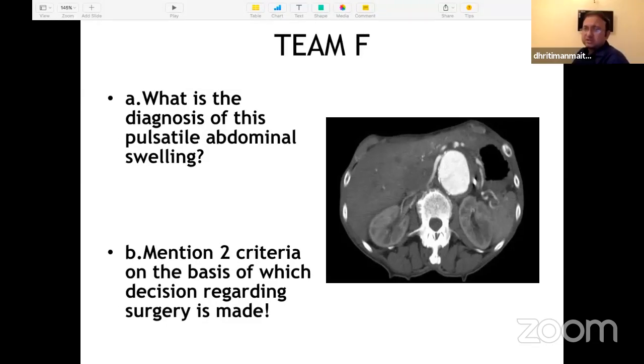It's also about the sex of the patient, different size for males, different size for females. That is one criteria, size criteria. What is the other criteria?